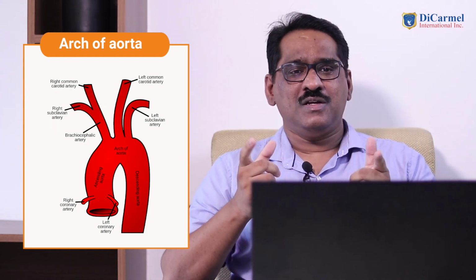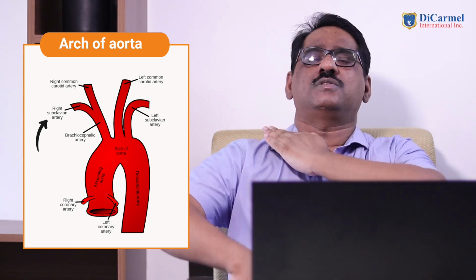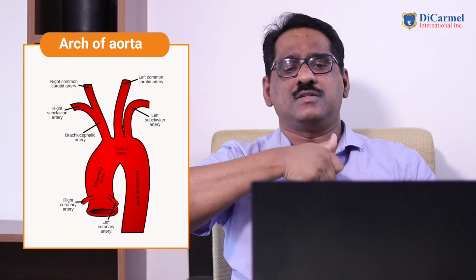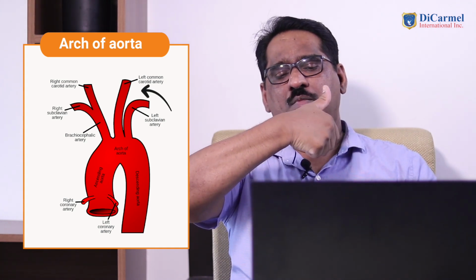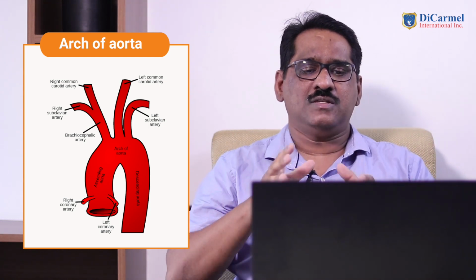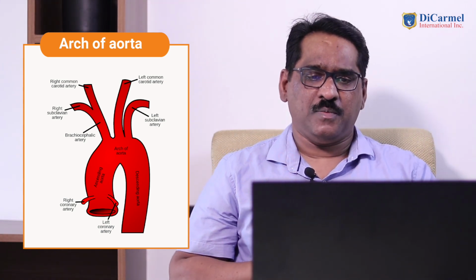So all together you can see there is the right subclavian artery which goes to the right arm, then the right common carotid artery going to the brain, then the left common carotid artery going to the left side of the brain, and the left subclavian going to the left arm. So those are the four vessels which are arising from the arch of aorta.